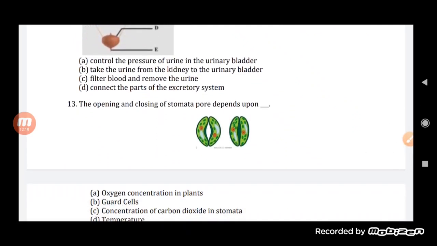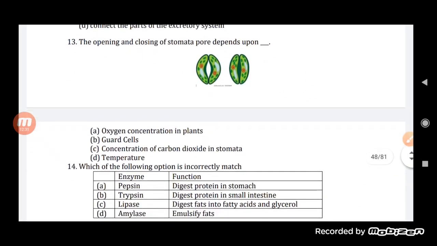The opening and the closing of the stomata pore depends on. Now see here, the opening and closing of the stomata pore basically depends upon the guard cells, concentration of carbon dioxide in stomata, temperature, oxygen concentration in the plant. So obviously it will depend upon the guard cell, and the guard cell will help in regulating the movement and allow the gases or the water vapor to pass through it.